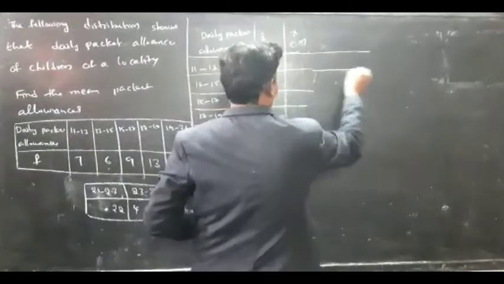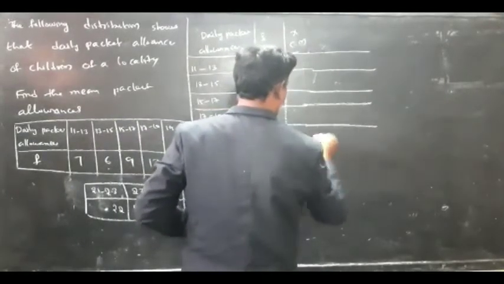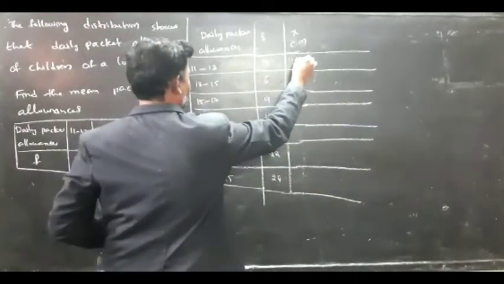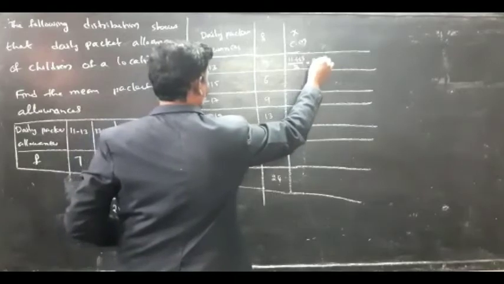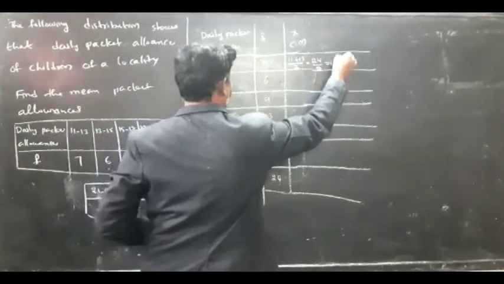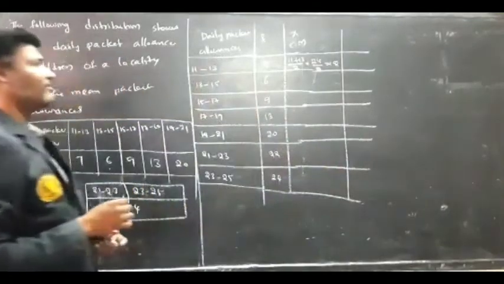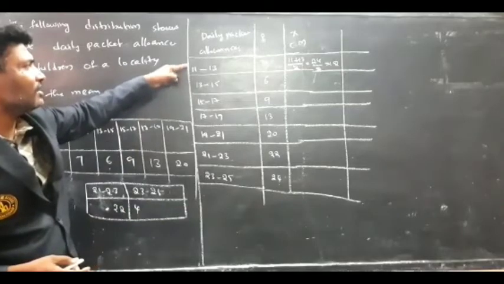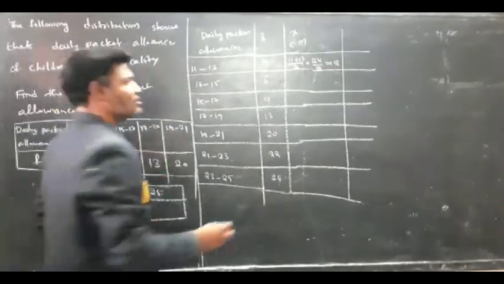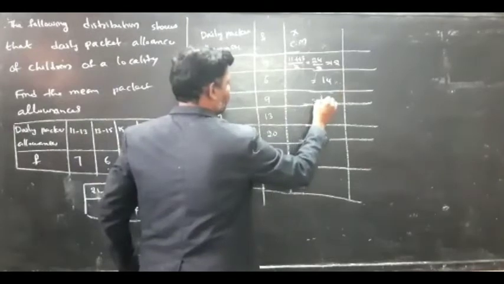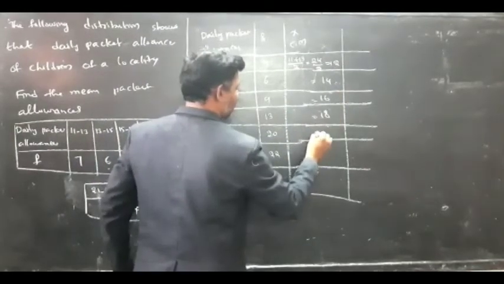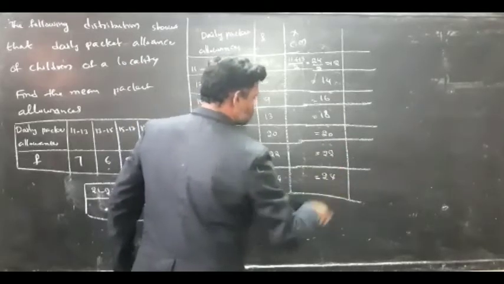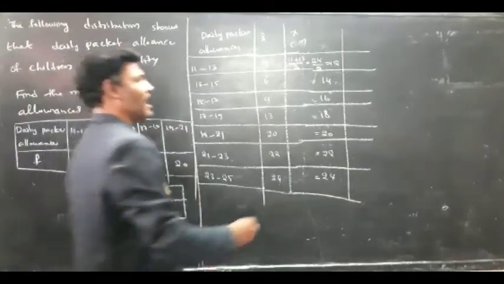Already we know the process to find X. Here, what is the first class? 11 to 13. So 11 plus 13 by 2 is equal to 24 by 2 is equal to 12. So the mid value of the 11 to 13 class is 12. Then after 11 to 13, 13 to 15. How much is increasing here? 2 is increasing. So 12 plus 2, 14. 14 plus 2, 16. 16 plus 2, 18. 18 plus 2, 20. 20 plus 2, 22. 22 plus 2, 24.